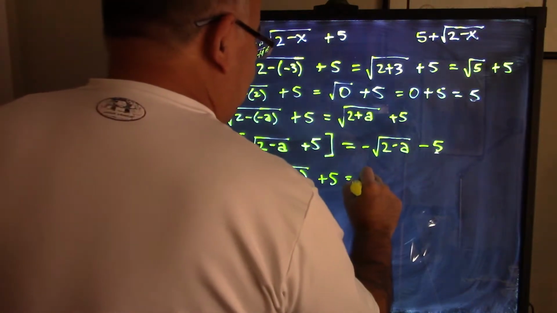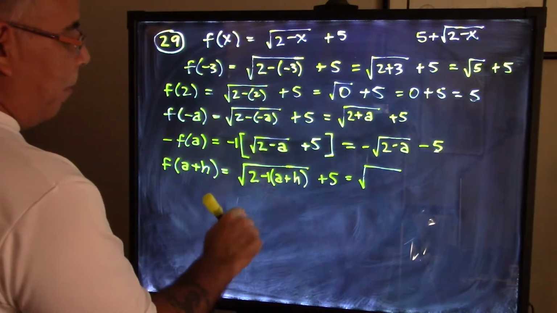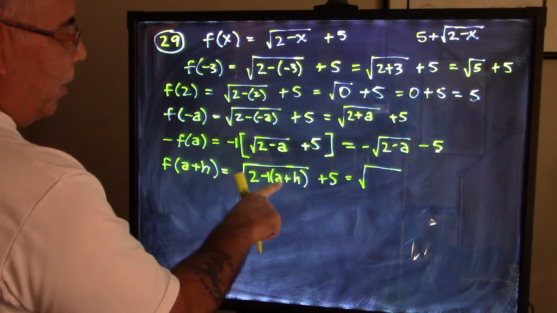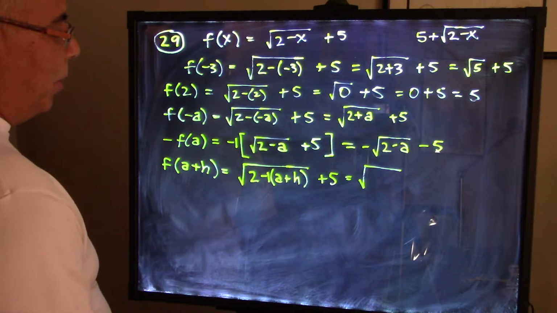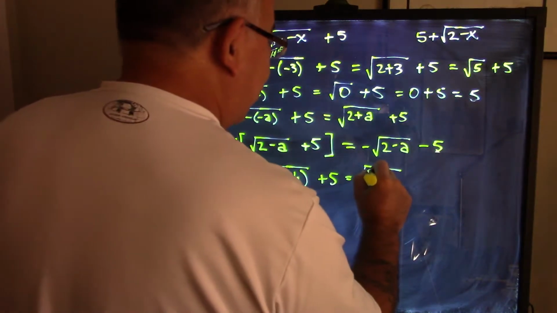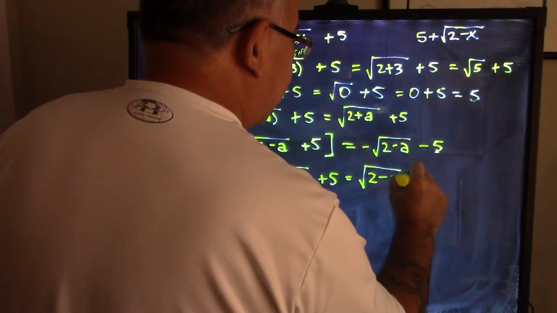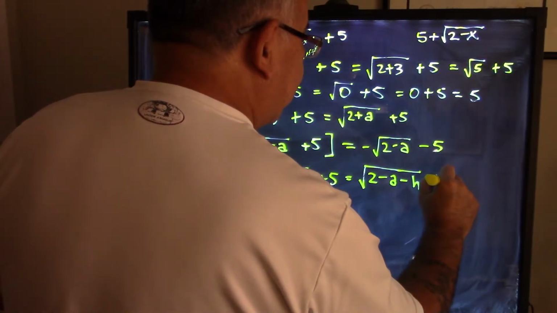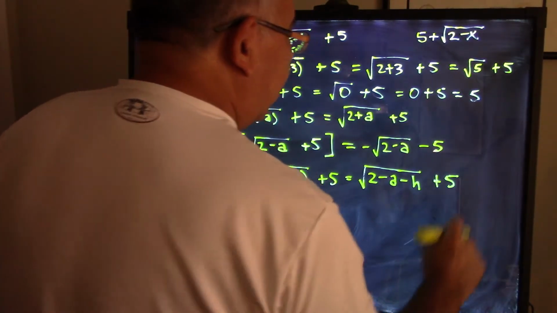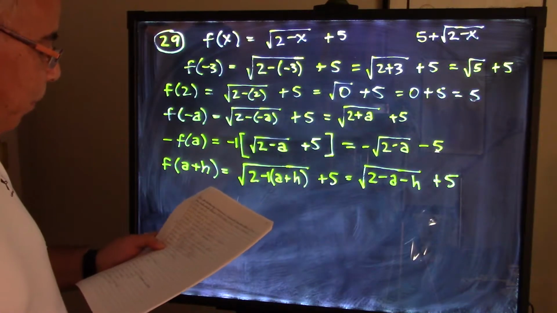So that's equal to, again, you can think of multiplying by -1 here. -1 times a and -1 times h. So it's 2 minus a minus h, plus 5. So there you go.